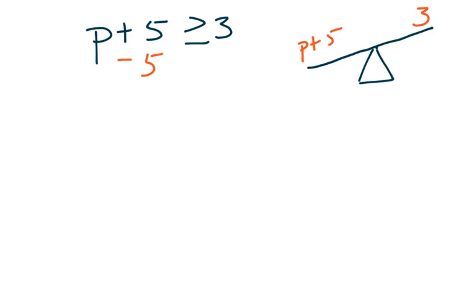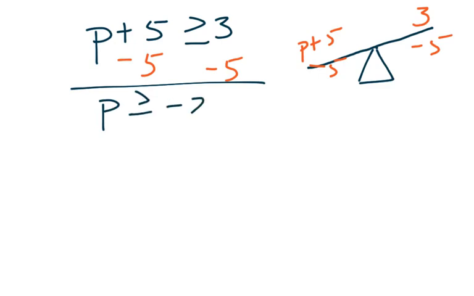And so in order to make sure that it stays tilted the same way, just like with an equation, we end up having to do the same thing to both sides. Not to keep it balanced, but to make sure it stays unbalanced in the same way. And we don't want to accidentally change which way it's tilting. So this ends up being p is greater than or equal to -2, and that is the end of that.